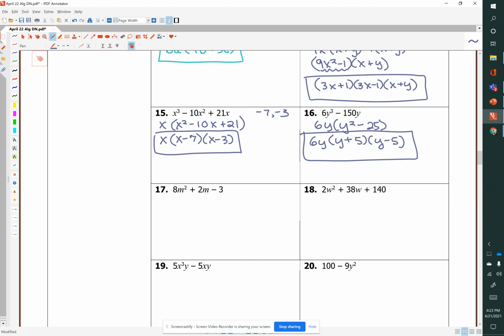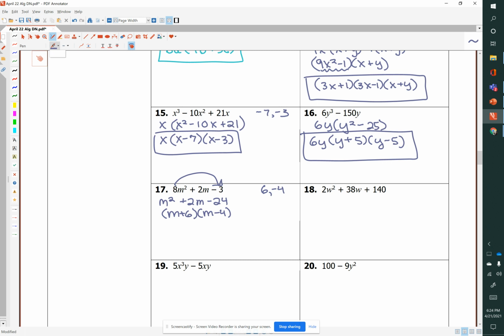Okay, so number 17, 8m squared plus 2m minus 3. Let's use slip and slide. We have that leading coefficient. So this will give us m squared plus 2m, and 8 times 3, that's going to be a negative 24. And we need two numbers that add to 2 and multiply to negative 24. So we're going to need a positive and a negative. So that would be a positive 6 and a negative 4. So that would be m plus 6, m minus 4.